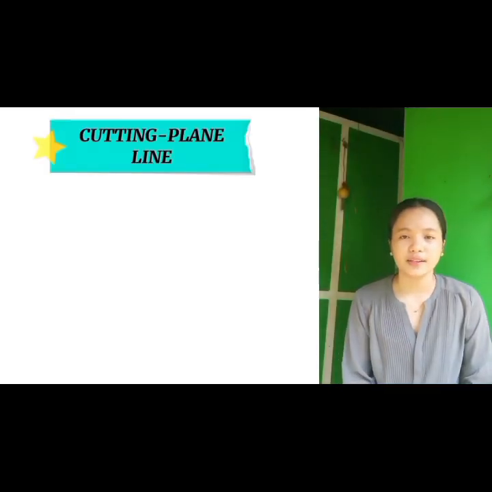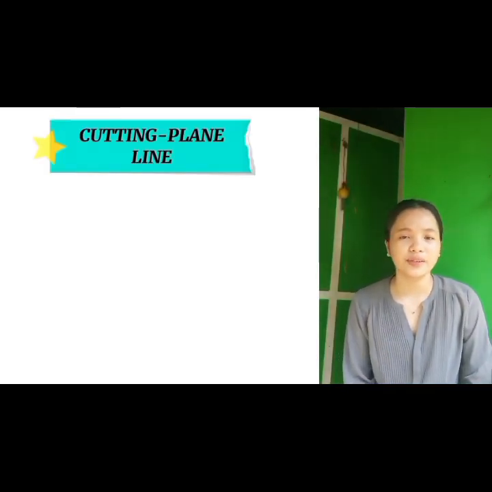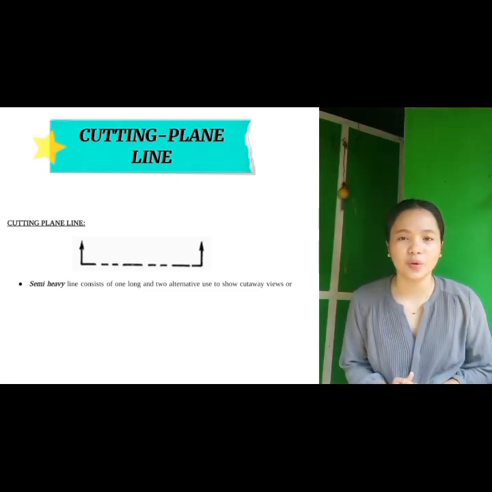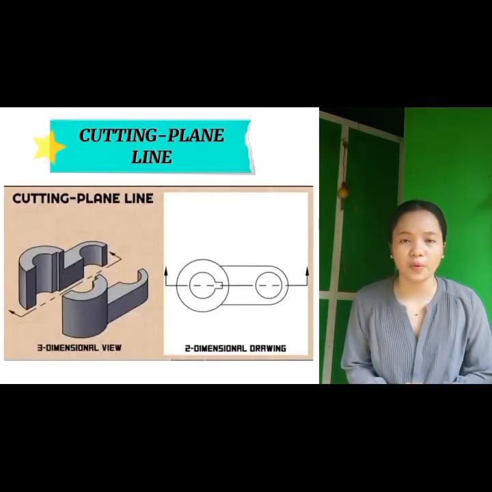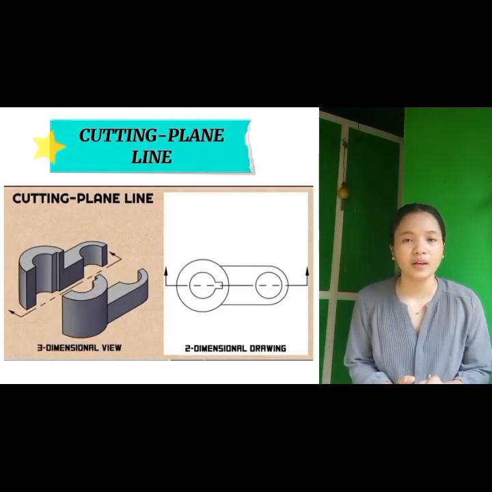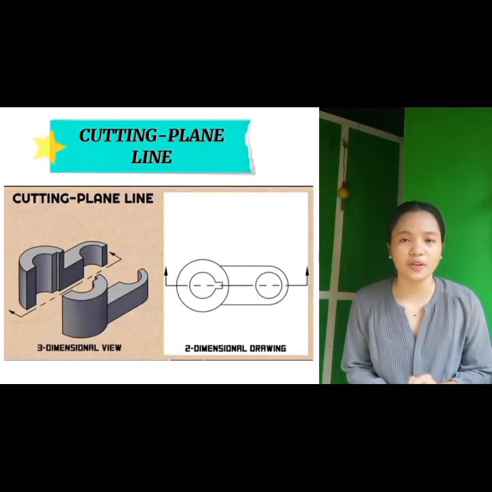So the third one is the cutting plane line. As you can see in the picture, this line shows where the object is cut so that we can see or reveal the internal details or in ang sulod sa kana nga section view or object. For example, if you look at the drawing, it shows the cut portion of the object, right? And reveals the inside details that we normally can't see from the outside. This helps us understand the full structure of the object, both outside and inside.